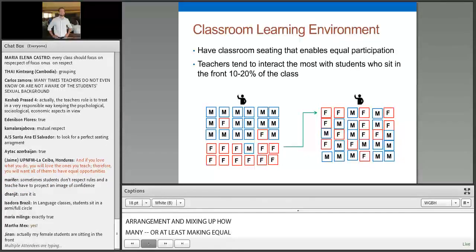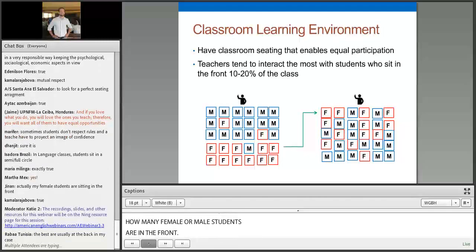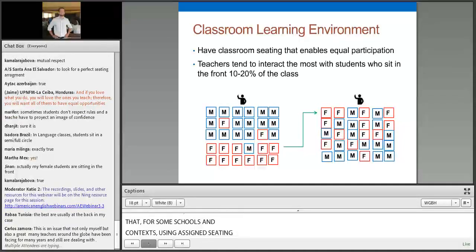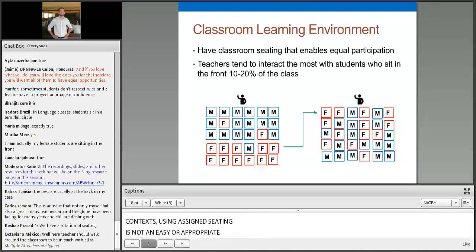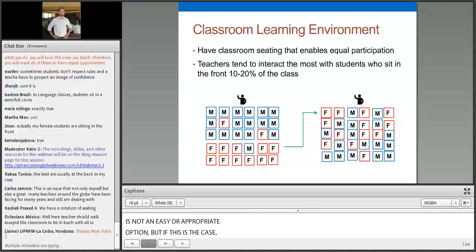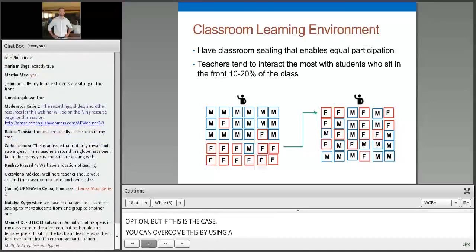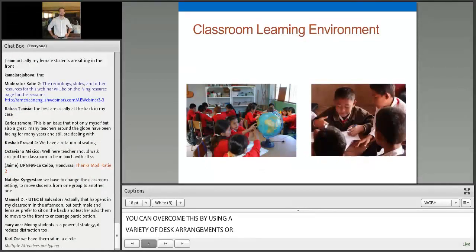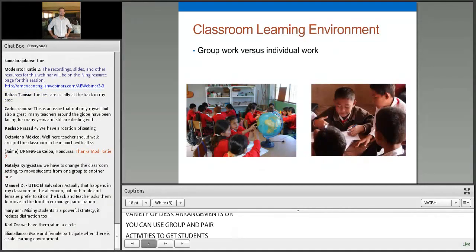Now, this depends a lot on the schools you're in and the teaching context, and I understand that for some schools and contexts, using assigned seating is not an easy or an appropriate option. But if this is the case, you can overcome this by using a variety of desk arrangements, or you can use group and pair activities to get your students moving out of their preferred seats. We're going to talk a little bit more about that right now.